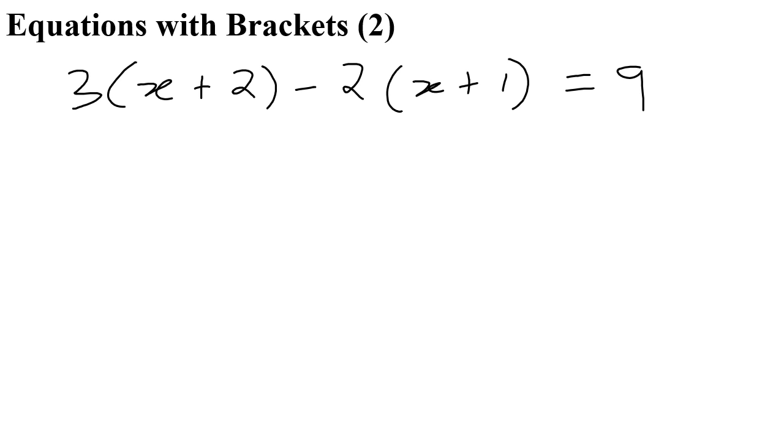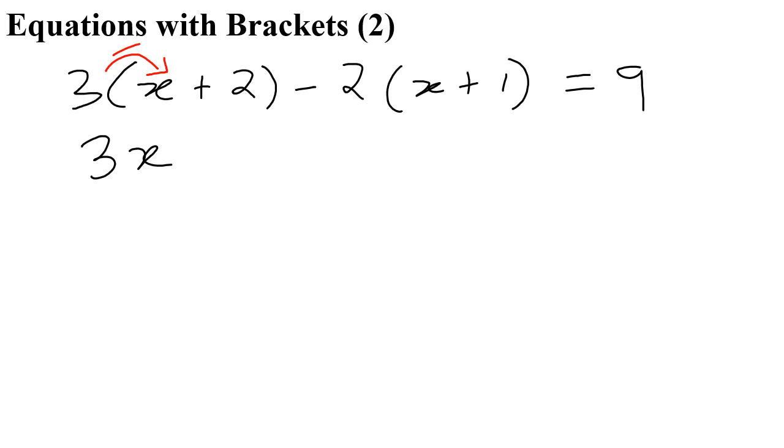And so the easiest thing to do in this case is going to be to expand both sets of brackets. So just a quick reminder, when I expand brackets, I need to multiply the number at the beginning of my bracket by both of the things inside. So I'm going to get 3x.